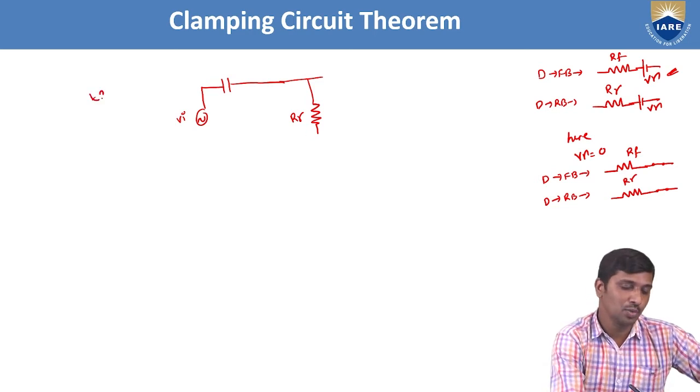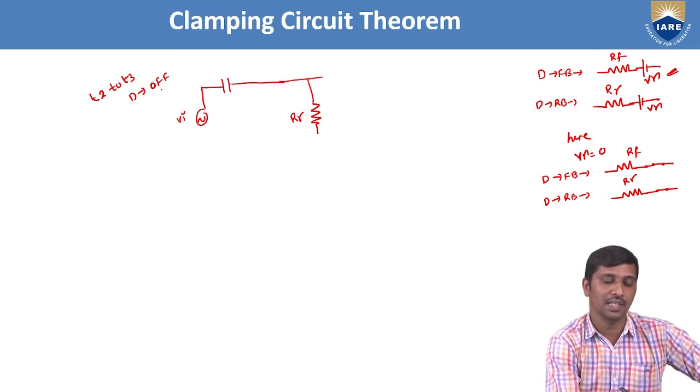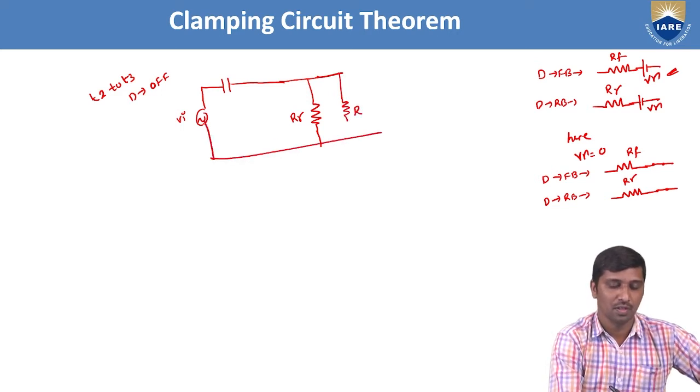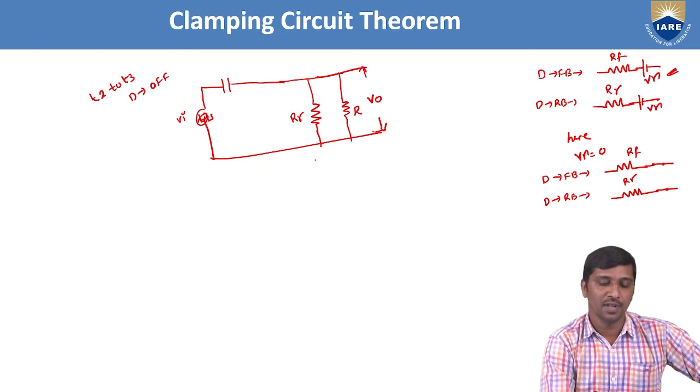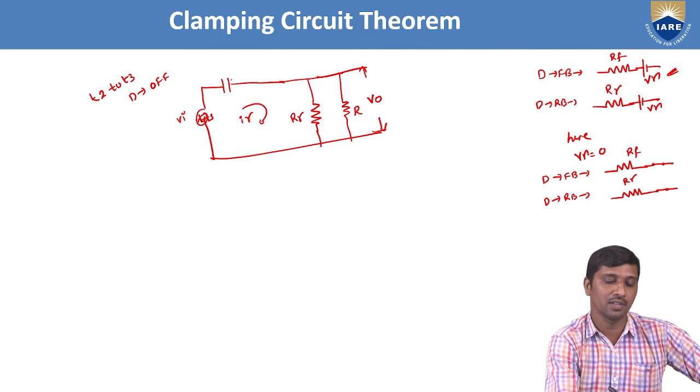So during this T2 to T3 interval, the diode acts as the off state, meaning the non-conducting mode. Hence the diode is replaced with the off state. In the off state, the equivalent circuit contains the reverse resistance, but I consider the cut-in voltage to be 0. Hence this is RR, and now let us take the input as a square waveform, and we are going to find V naught. Now from this, which current do we have here? This current is I across this capacitor.